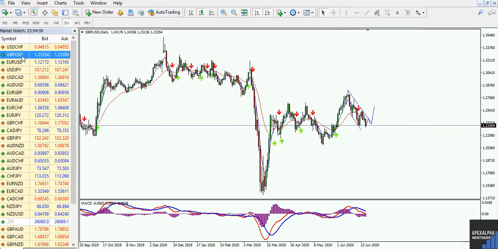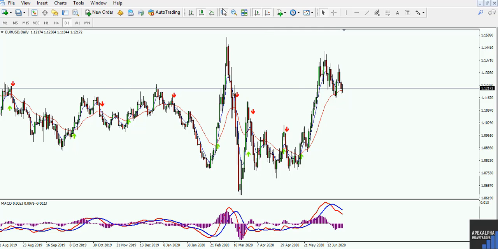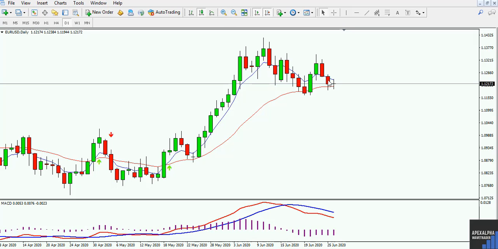Okay, so let's go to the Euro USD and have a quick look. And this is what's happening for the Euro USD. You can see that it's mirroring the dollar index perfectly. We had wave 1 here, wave 2, wave 3, we are in wave 4 here. Okay, so this is the 4th wave right here.